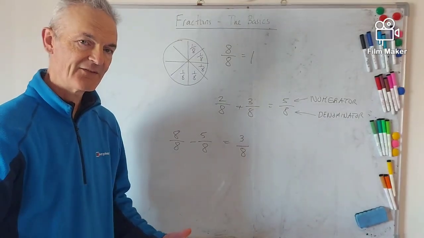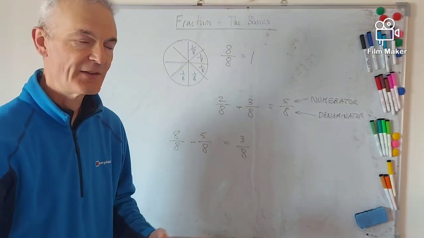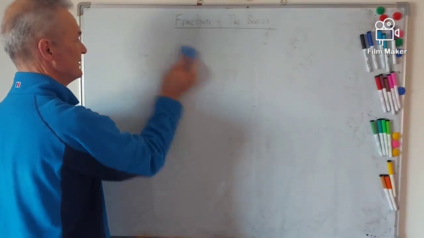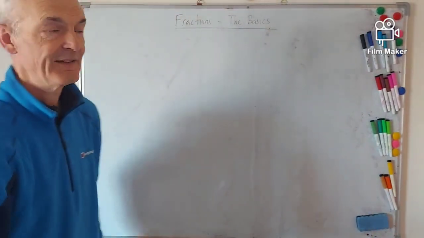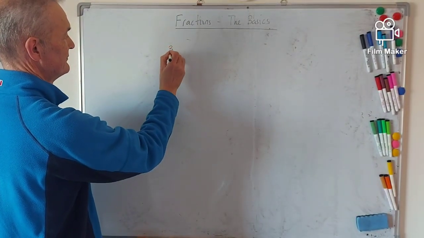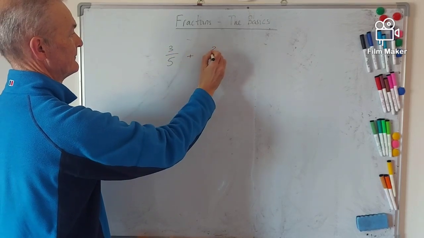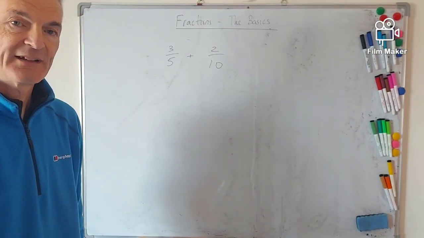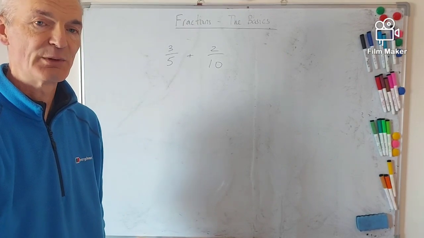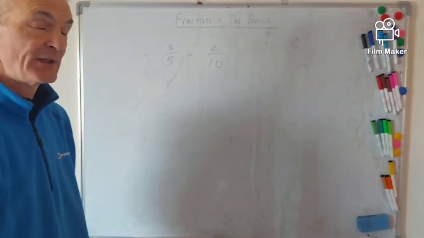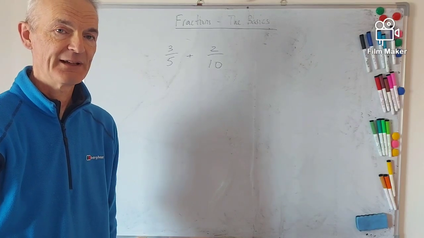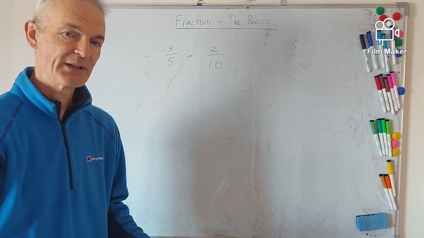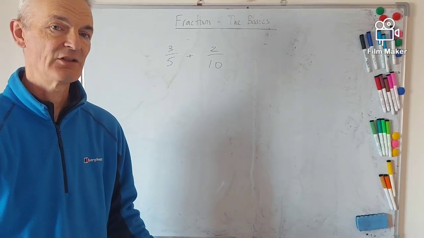Now what happens if the denominators are not the same? So in this example, we've got 3/5 plus 2/10, and you can see denominators are not the same, so we can't just add the numerators together to work out this one. We've got to change the fractions a little bit to make life easy for ourselves. And the way we do this is we're going to try and get the denominators the same, because then you can just add the numerators.